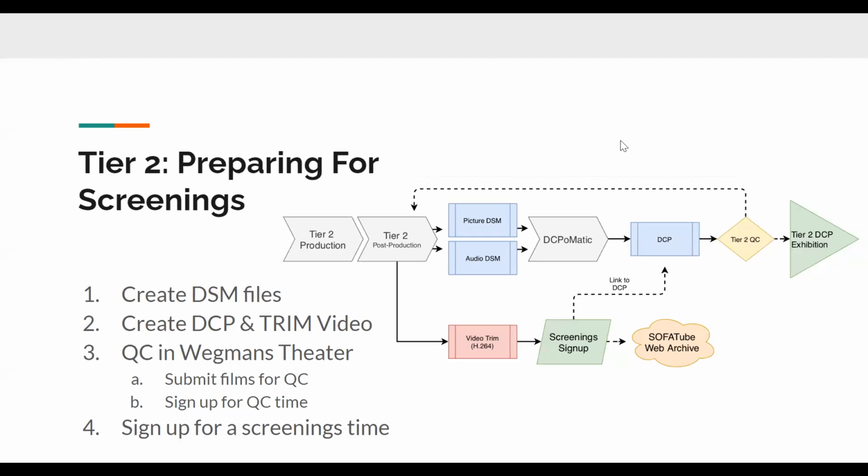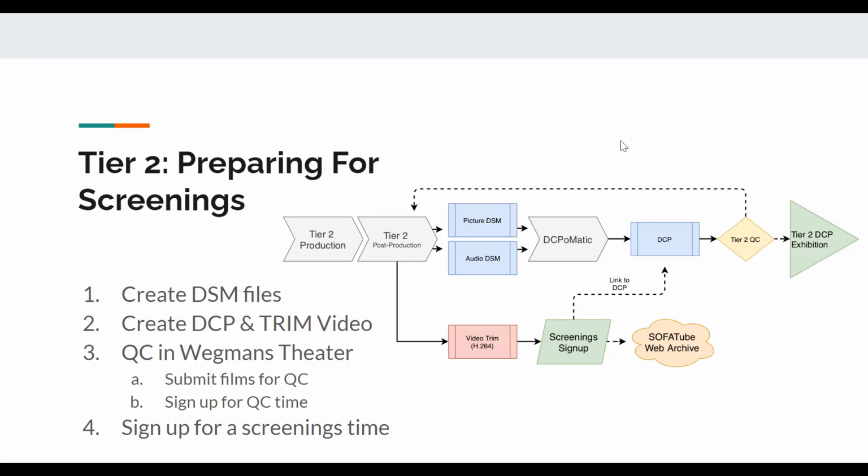But we'll go over how to create your DCP. What do you need to do that? And then for tier 2, we also ask that you submit a trim video, which is just an MP4 format of your DCP. And this is only because we want you to still have a copy to archive to SofaTube, and SofaTube doesn't support uploading a DCP. So we just want to make sure that you have an MP4 file, same as tier 1, but just for archival purposes.